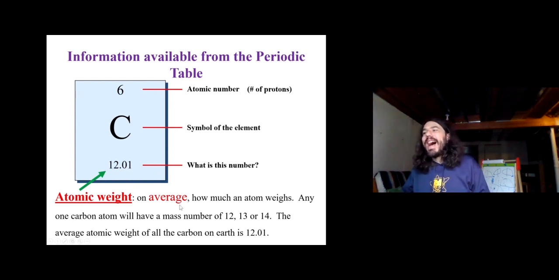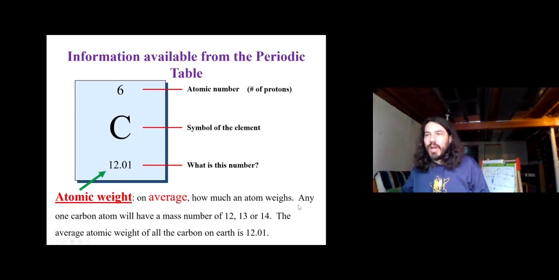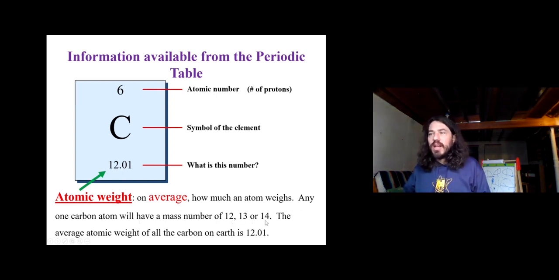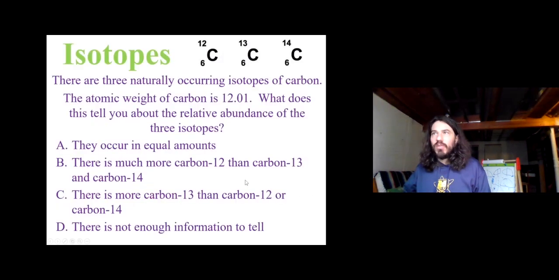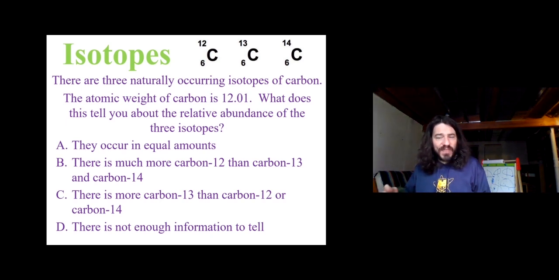It means the average of how much an atom weighs. So any one carbon atom will have a mass of 12, 13, or 14. The average of all of those is 12.01. So, what does that tell you about the relative abundance of the 3 isotopes? Is there equal amounts of all of them? Is there more carbon-12 than 13 or 14? Is there more 13 than 12 or 14? Or is this a trick question? It's not.